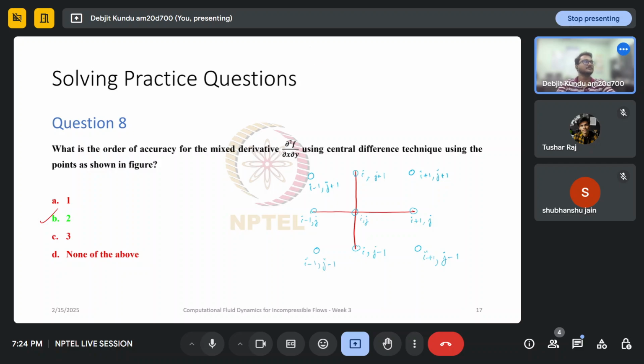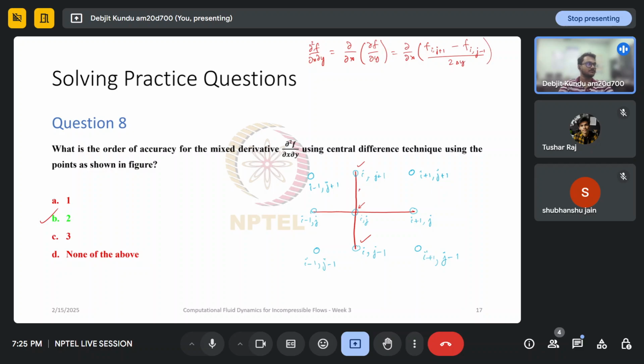It's pretty simple. So dou 2f, dou x, dou y can be broken down as dou x of, I'll do the dou f, dou y thing first, right? So dou x of dou f dou y. I'm starting at I comma j, right? So this is my starting point. So I'll split into two. So I'll take this point and this point. So I'll write f I j plus 1 minus f I j minus 1 divided by 2 delta y.